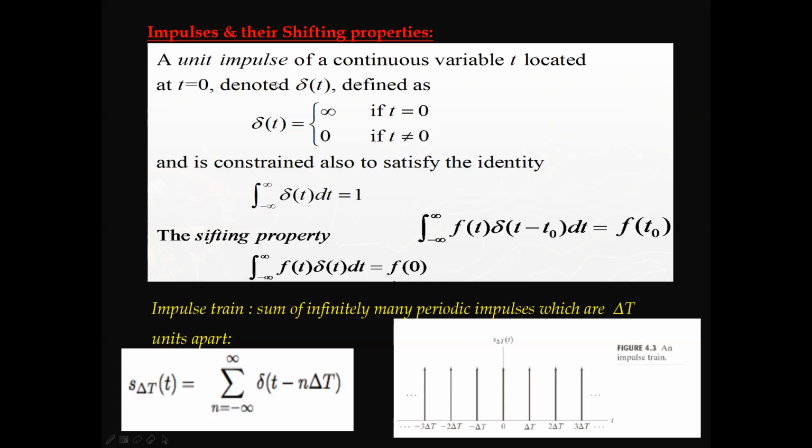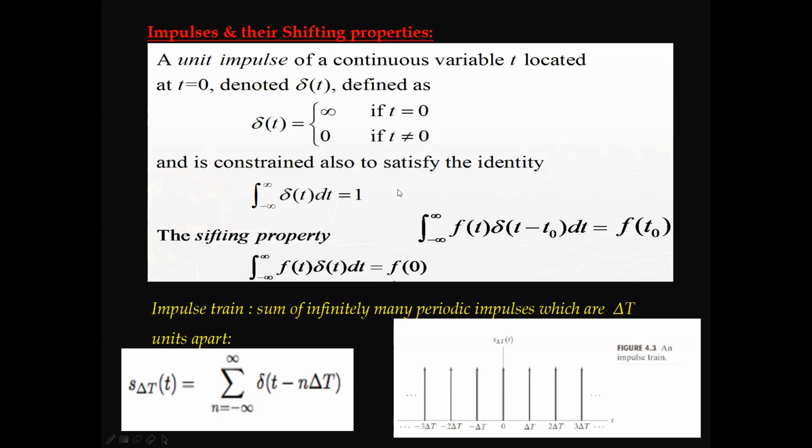Unit impulse means the amplitude of the impulse signal is unity. Here in this definition it is represented as infinity, for the impulse signal. For a unit impulse signal, the amplitude is unity. The constraint is also to satisfy the identity, integral minus infinity to infinity delta of t into dt equal to 1.